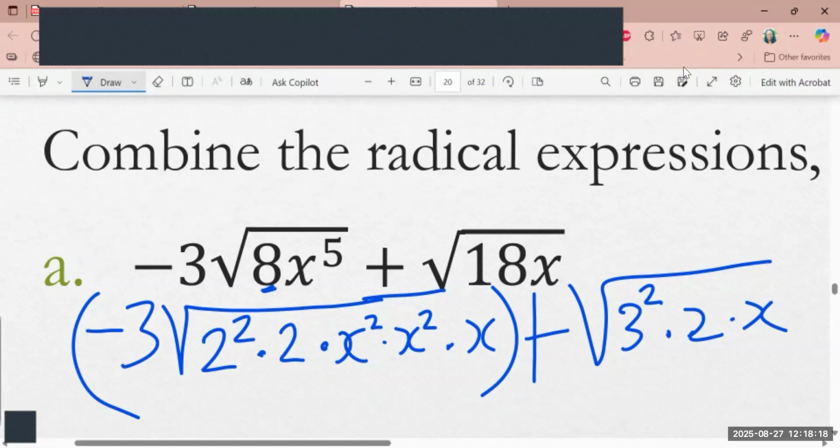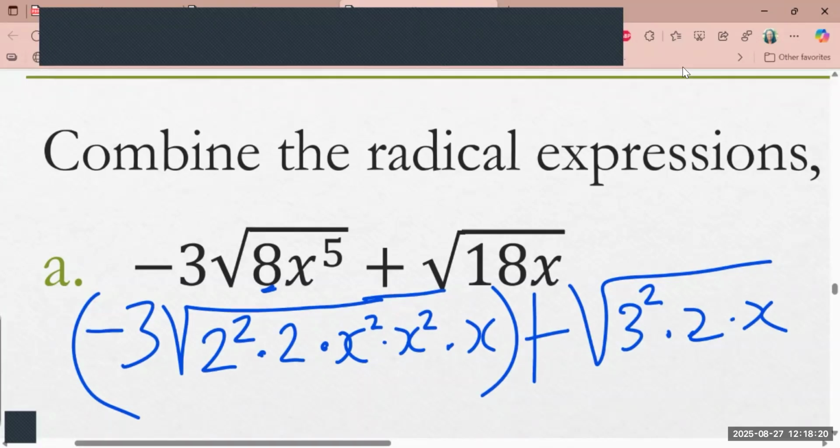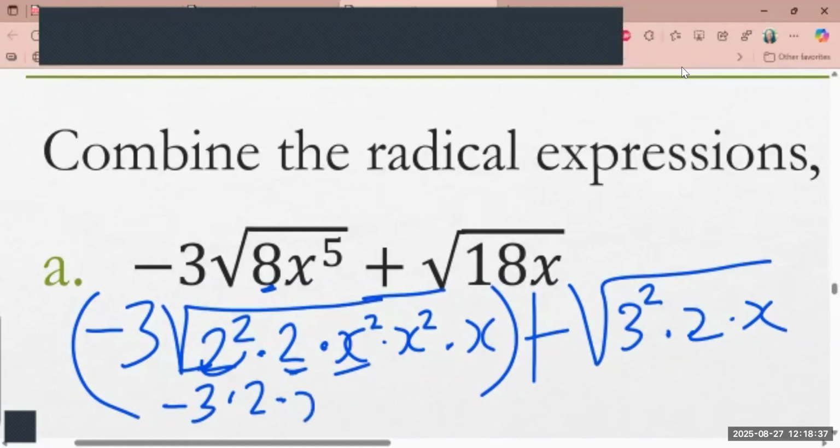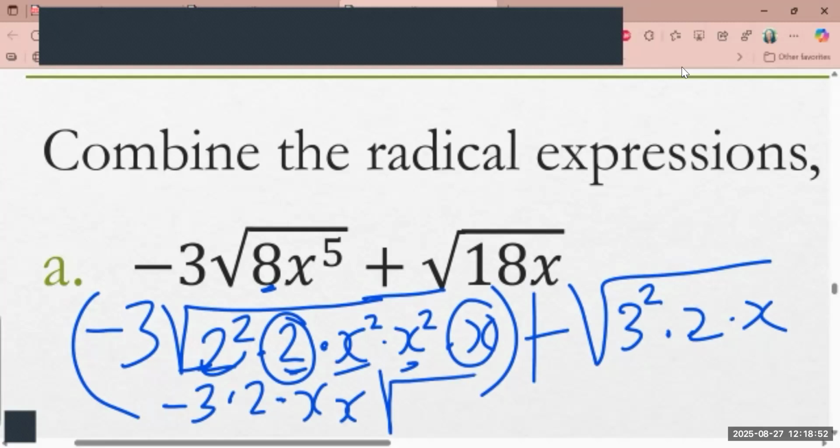So let me see what I can do. On the left-hand side, I have negative 3. I'll bring out every perfect square. So multiplied by 2, this one goes out. This does not go out. This goes out, multiplied by x. This one will go out. So what are the remainders? This and this are the remainders. They are not perfect squares, so they will remain inside the radical sign. I have square root of 2x here.